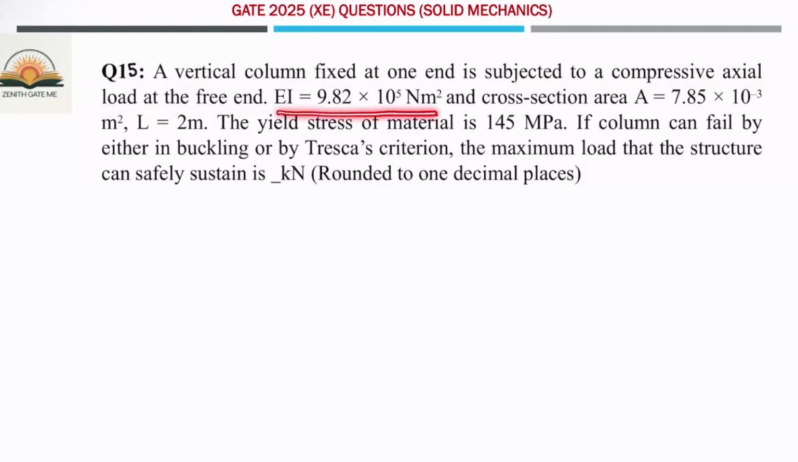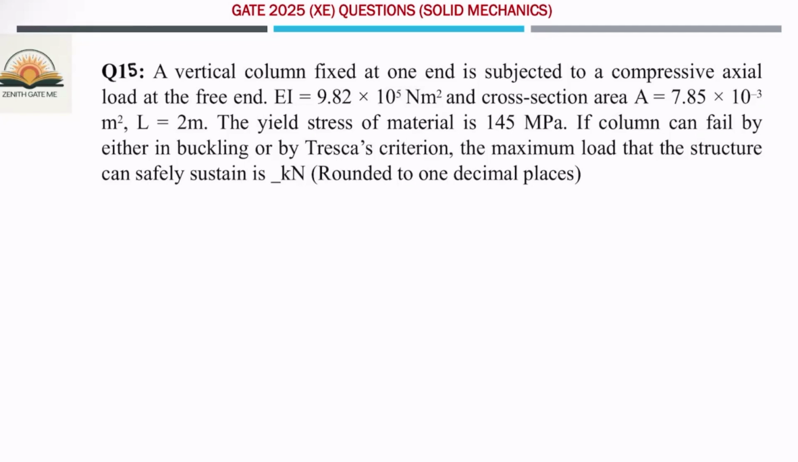The flexural rigidity value is given, and the cross-sectional area is given as 7.85 × 10^-3 m². The length of the column is 2 meters. The yield strength of the material is given as 145 MPa. If the column can fail either by buckling or by the Tresca criterion, you have to calculate the maximum load that the structure can safely sustain without undergoing any failure.